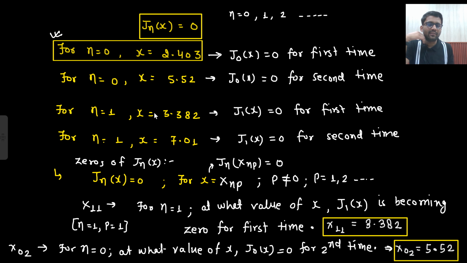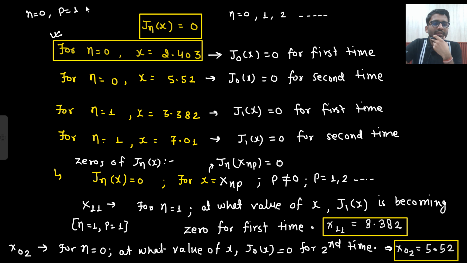You can remember this: what is the minimum value of n? 0. What is the minimum value of p? 1. So for n equals to 0, at what value of x is j0x becoming 0 for the first time? Can I say the same sentence in another manner? For n equals to 0, at what value of x do you get the first 0 of jnx, or you can say j0x.